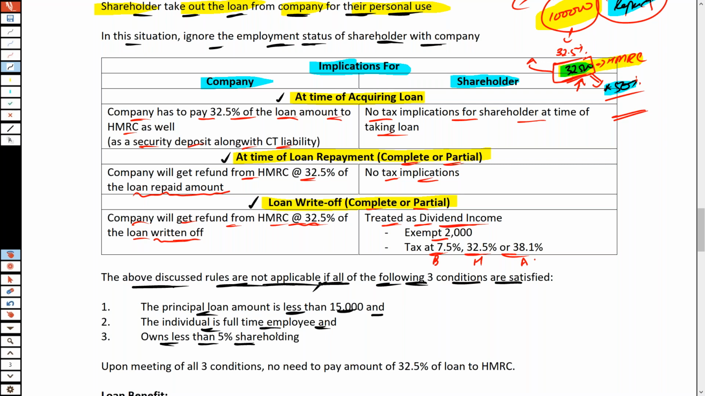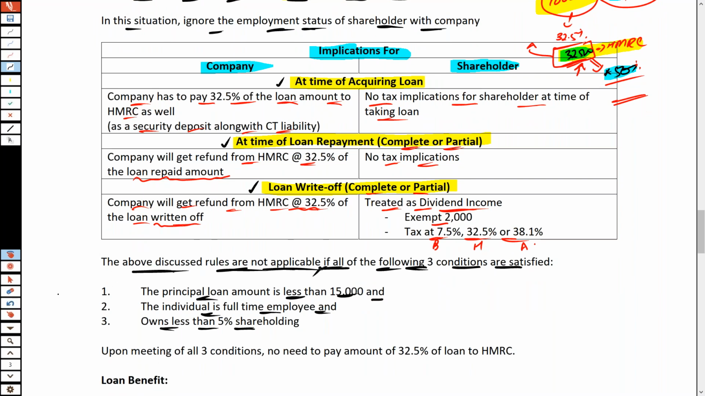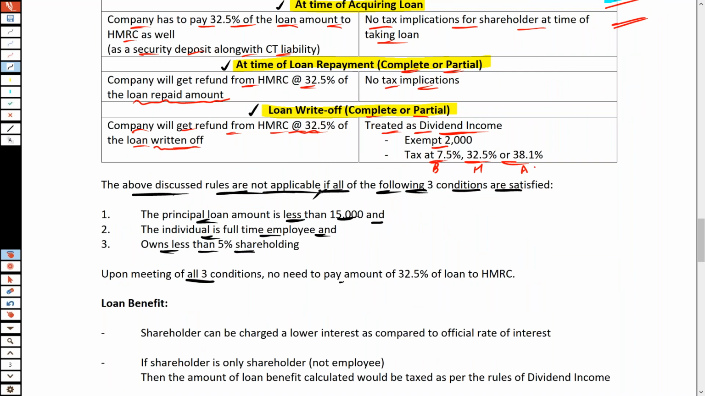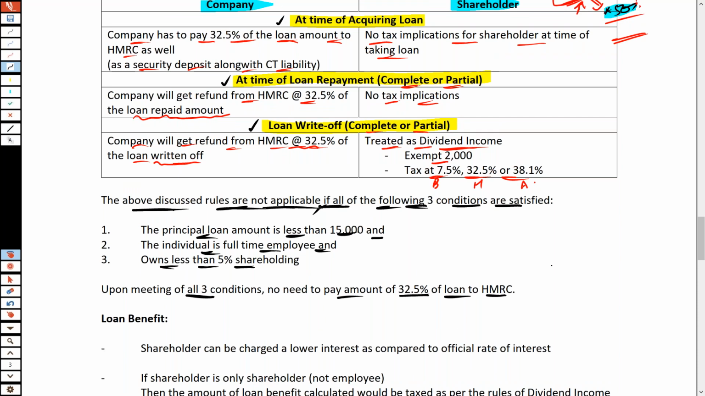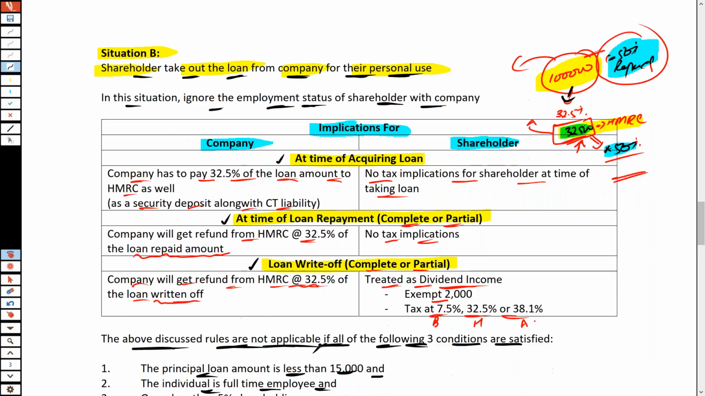So if all these three conditions are met and that shareholder is acquiring a loan, there is nothing to do with respect to all these things. It means if the company is now providing any loan, there is no need to pay the additional 32.5% to HMRC and all that. Upon meeting of all three conditions, no need to pay an amount of 32.5% of the loan to HMRC. As we discussed, normally at the time of giving a loan to shareholders, the company has to make a payment at 32.5% of the loan amount to HMRC.